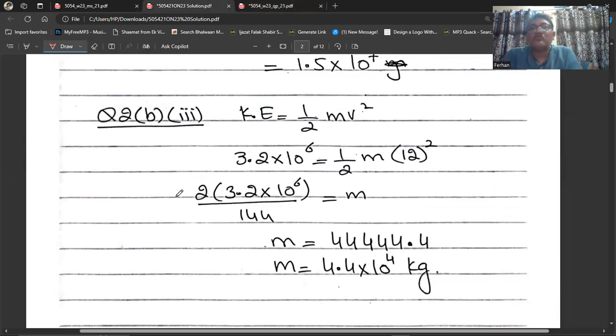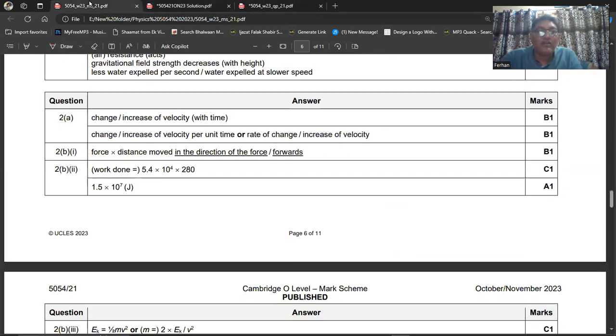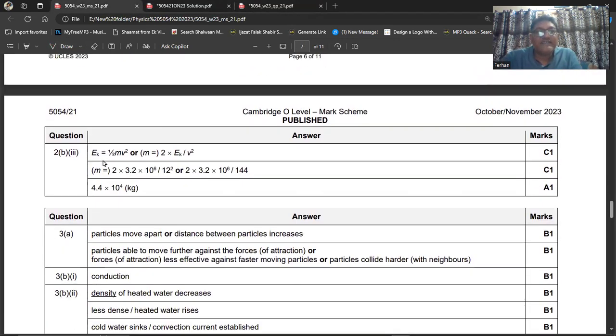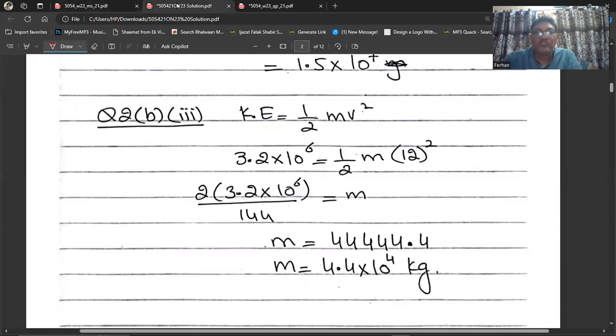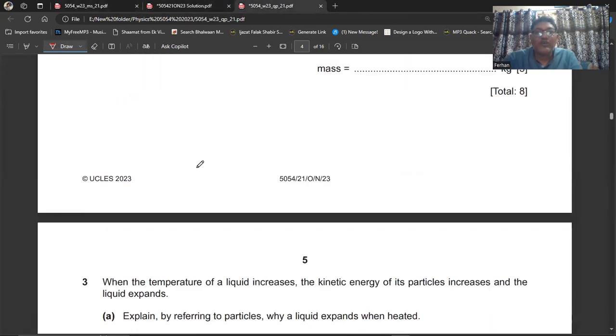Kinetic energy is equal to 1 by 2 mv square. Kinetic energy is 3.2 expo 6 joules equals 1 by 2 m, and the velocity is 12 squared. When you make m the subject of the formula, you will have 2 multiplied by 3.2 expo 6 divided by 144. 12 square is 144. So you will get 4.4 expo 4 kg. So my answer is right. This is the marking scheme showing up. This is my solution. I hope you understand.